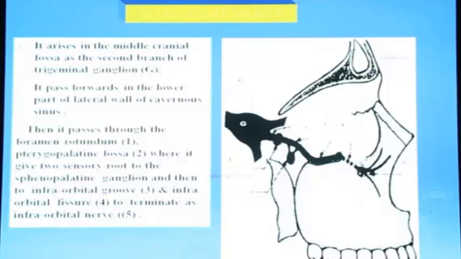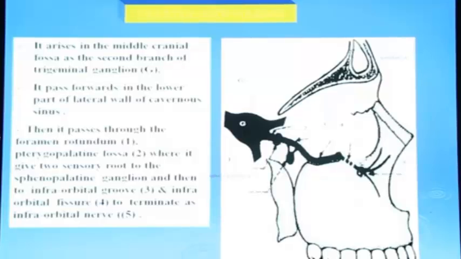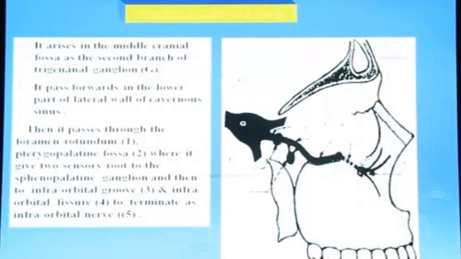The second branch of the trigeminal nerve is the maxillary nerve. It arises in the middle cranial fossa as the second branch of the trigeminal ganglion. It passes forwards in the lower part of the lateral wall of the cavernous sinus, then passes through the foramen rotundum to the pterygopalatine fossa, where it gives two sensory roots to the sphenopalatine ganglion, and then passes through the infraorbital groove and infraorbital fissure, and terminates as the infraorbital nerve.